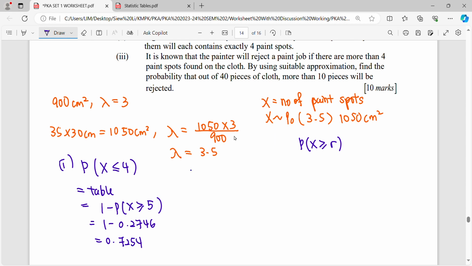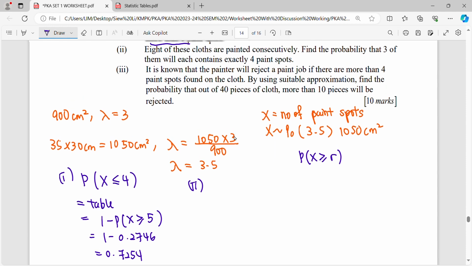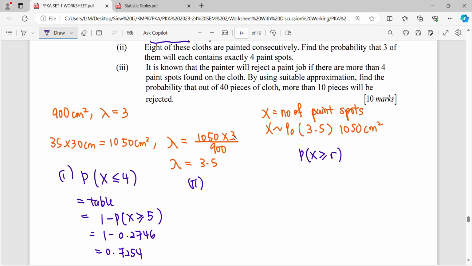Then we come to number 2. So 8 of these cloths are painted consecutively. Find the probability that 3 of them contain exactly 4 paint spots. So are you finding the paint spot? No, we are not finding the paint spot. Now we are finding the groups. So your object here already changed. The distribution already changed. Situation changed.